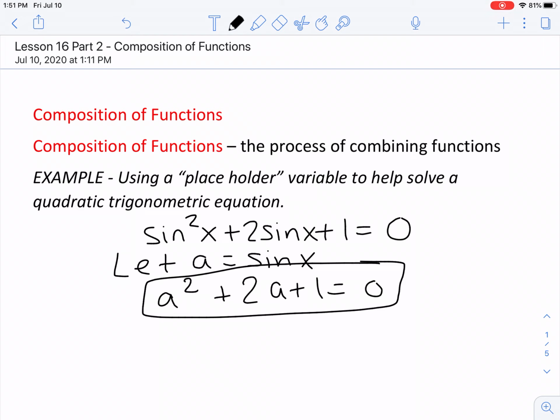So you're combining two functions there, the sine function and the quadratic function a squared plus 2a plus 1. So that was the composition of functions. We just didn't give it a name yet.